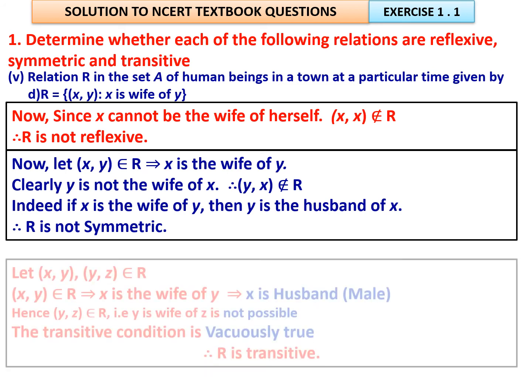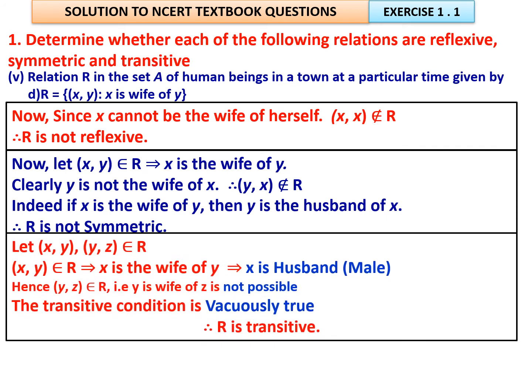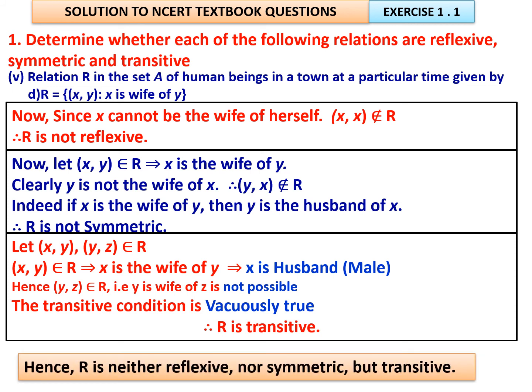Highly interesting. X comma y we are taking and y comma z we are taking, and we are trying to check whether they are possible. X comma y belongs to R means x is the wife of y, therefore y is a male. But y comma z, that is again y is the wife of somebody, is not possible because y is a male. Therefore this particular element is not possible, it does not exist. Therefore, as we discussed earlier, transitivity is vacuously true, therefore it is transitive. We conclude that it is neither reflexive nor symmetric, but transitive.